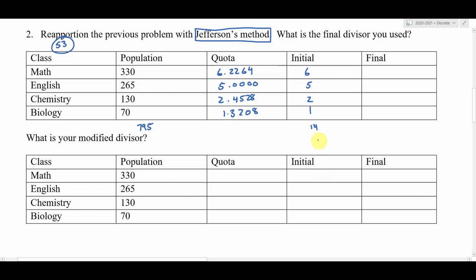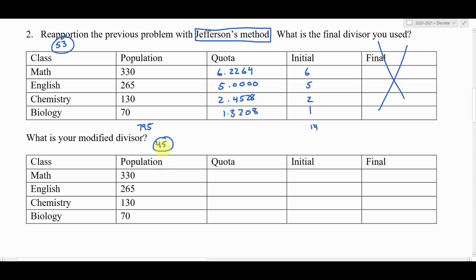But Jefferson doesn't go back and award to the highest decimal value, so this final column is not needed for Jefferson's method. Instead, what Jefferson said to do was to go back to our divisor and change it. If we didn't apportion enough, we lower the divisor from the original 53. So my new modified divisor, I'm going to lower it down to 45, and I want to see if 45 would create quotas that work.